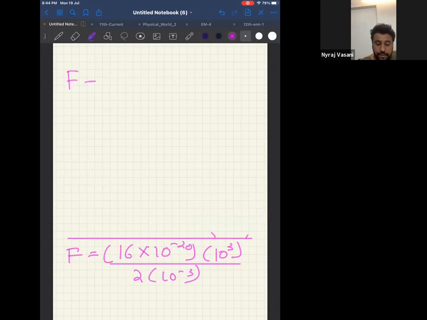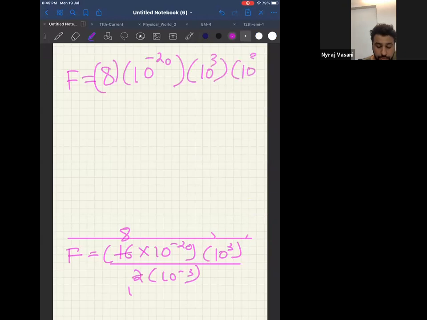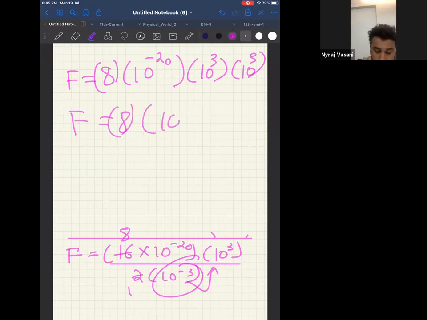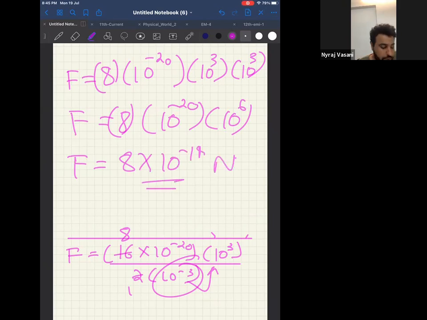Therefore, F is equal to 2 ones are 2, 2 8s are 16. Therefore, 8 into 10 power minus 20 into 10 power 3 into 10 power 3. 10 power minus 3, if I take it on top, it will become 10 power 3 again. Therefore, F is equal to 8 into 10 power minus 20 into 10 power 6. 10 power 3, 10 power 3 is 10 power 6. Therefore, F is equal to 8 into 10 power minus 14 Newton.